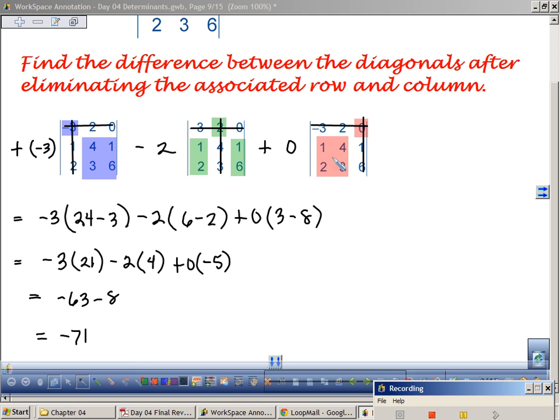It's never 1 times 3 is 3 minus 4 times 2. That's the outside. It's always finding the difference between the diagonals, and the difference is negative. It's always subtracting. Make sense? Alrighty.